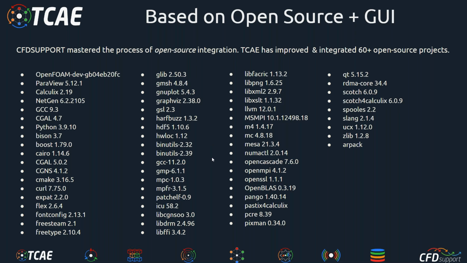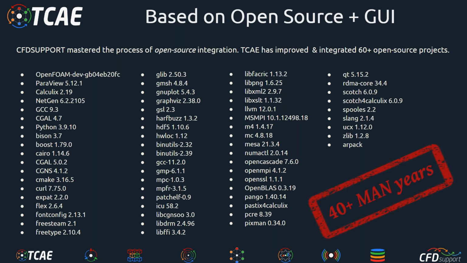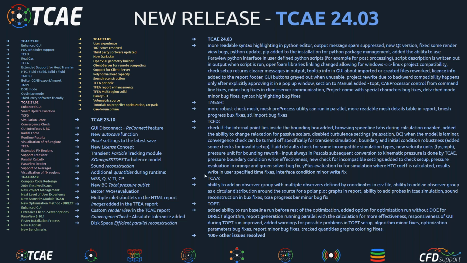TCAE is based on open source, so there are many open source pieces inside TCAE, and on top of these open source pieces, we have spent more than 40 man-years of development. So there is definitely a huge value, because a lot of time and effort has been spent to be able to deliver this. The current TCAE version is 24.03. Anyone is welcome to get involved.